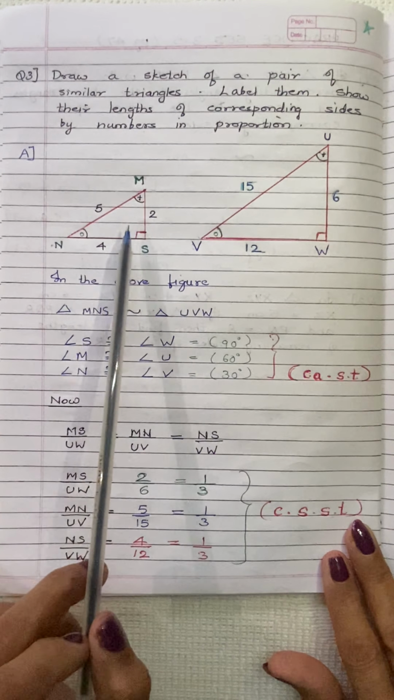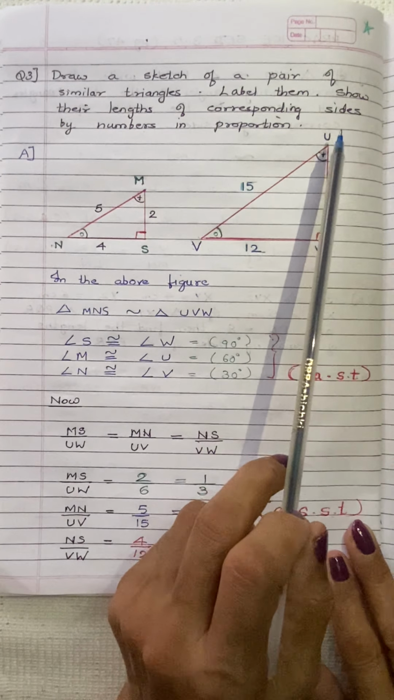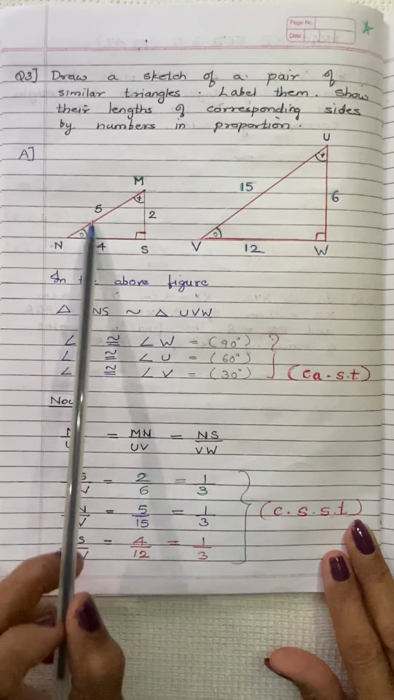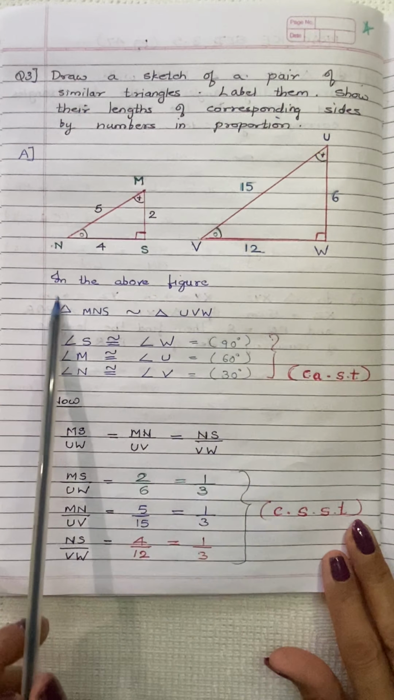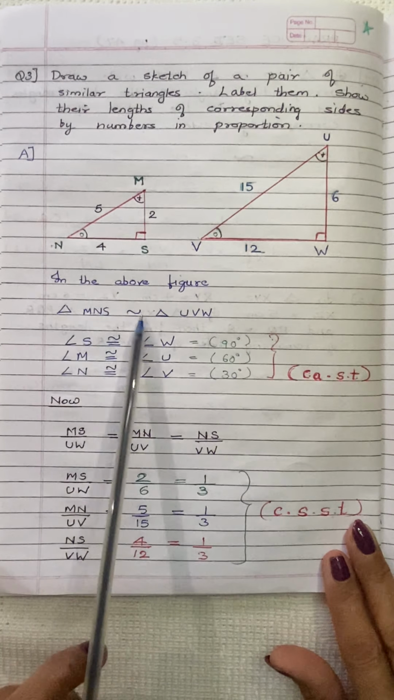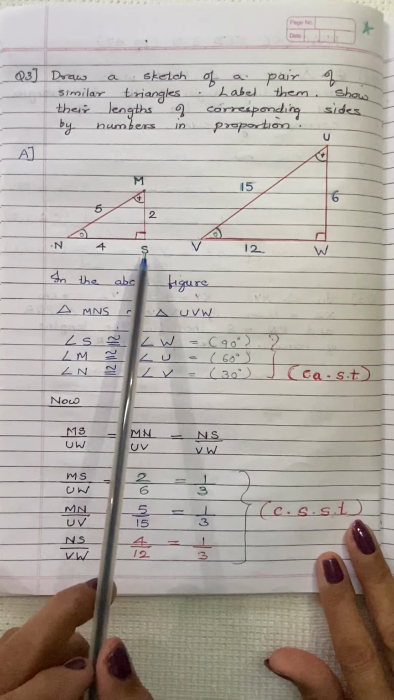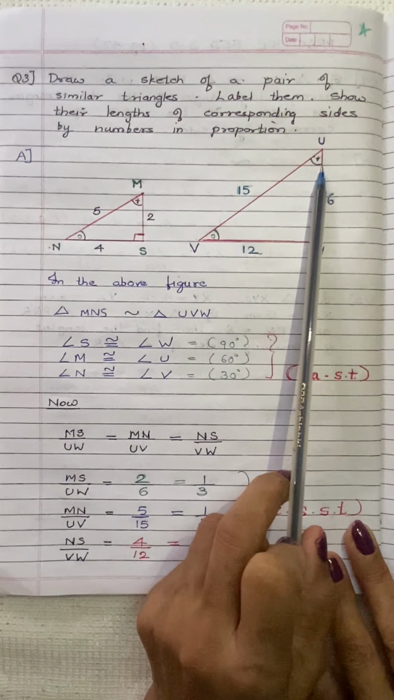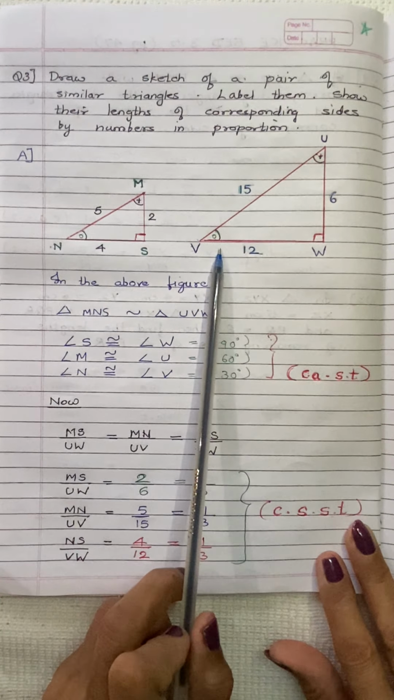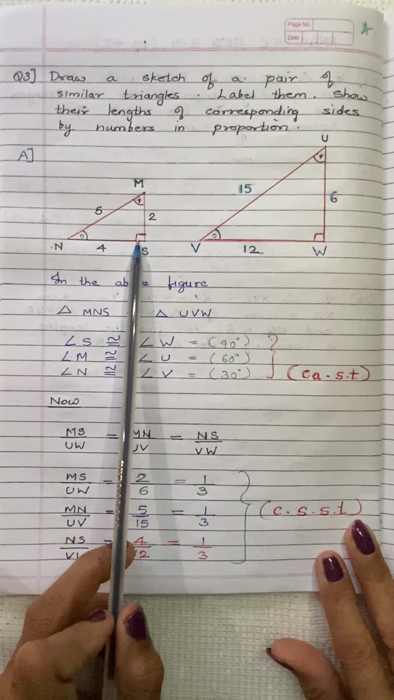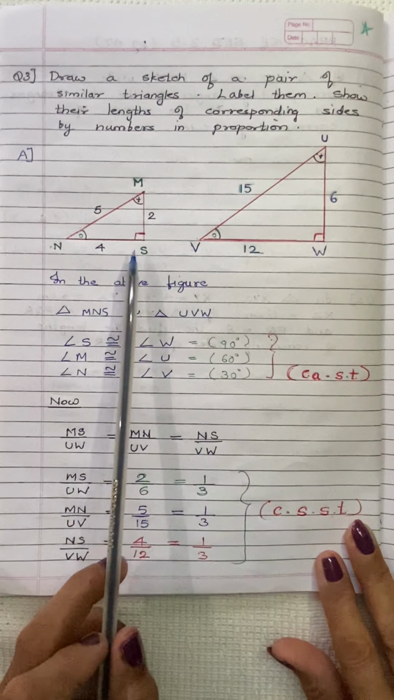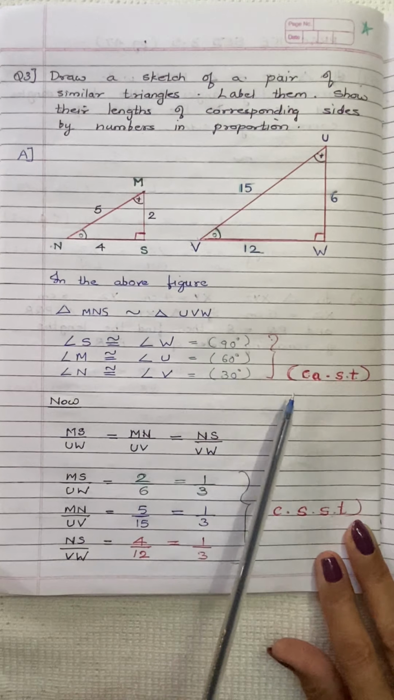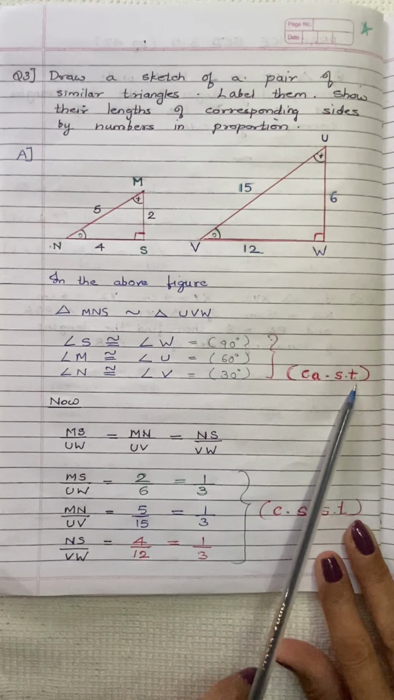I have just taken a reading. I have drawn a right angle triangle MNS and right angle triangle UVW. Right now in the above figure you can see triangle MNS and triangle UVW. Even I have written the measures. So MNS is similar to UVW. Angle S is congruent to angle W, angle M is congruent to angle U, and angle N is congruent to angle V. Now this is 90 degree, this is 60 degree, and this is 30 degree. So corresponding angles of similar triangles.